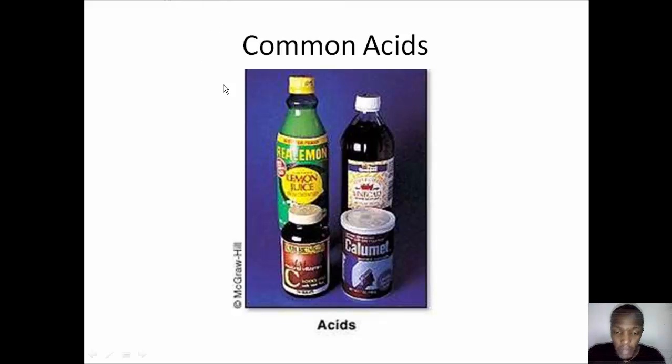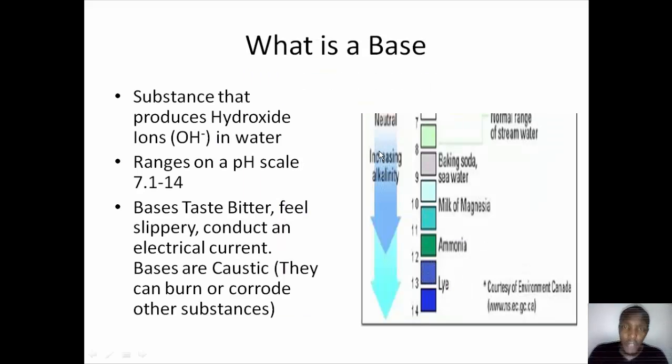Some of our common acids are citrus fruits like lemons and limes. You have stomach acids. Vinegar is an acid, just like right here. This is a jar of vinegar. This is an acid, and then you have bases, and bases are substances that produce hydroxide ions, or OH negative ions. So one produces H plus, and the other one produces OH negative in water.